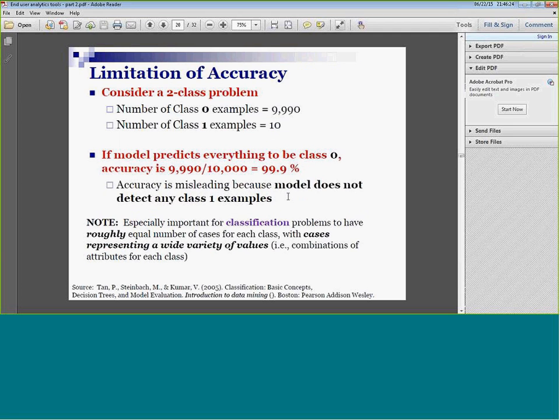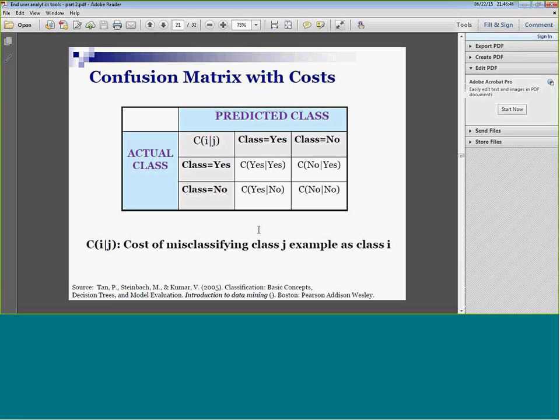Now, I'm going to do a little example just to show you this. This is the 99-1 problem. I've already explained that, so I think I can skip over this. Again, if you had 9,990 zeros and 10 ones, the model will predict everything to be a zero because it's 99.9% correct. That's not what you want. For a classification model, you'd like to have roughly an equal number. So let's go back to the confusion matrix with some costs to show you why overall accuracy might not be the thing of interest.